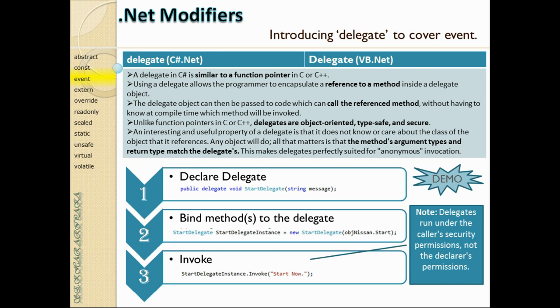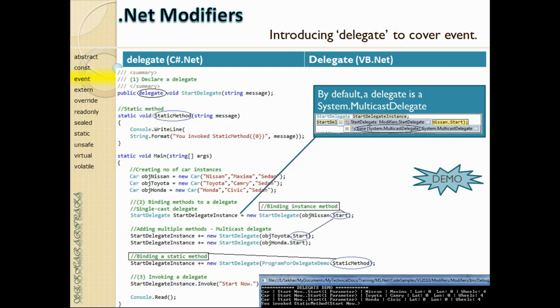In Session 12, we did see all the topics, very good topics of delegates. How can we declare them, how can we bind methods to delegates, and how we can invoke them, we did see. And this is just to cover the modifier called event. And we did see a very good example of how we can use delegates in context with events.